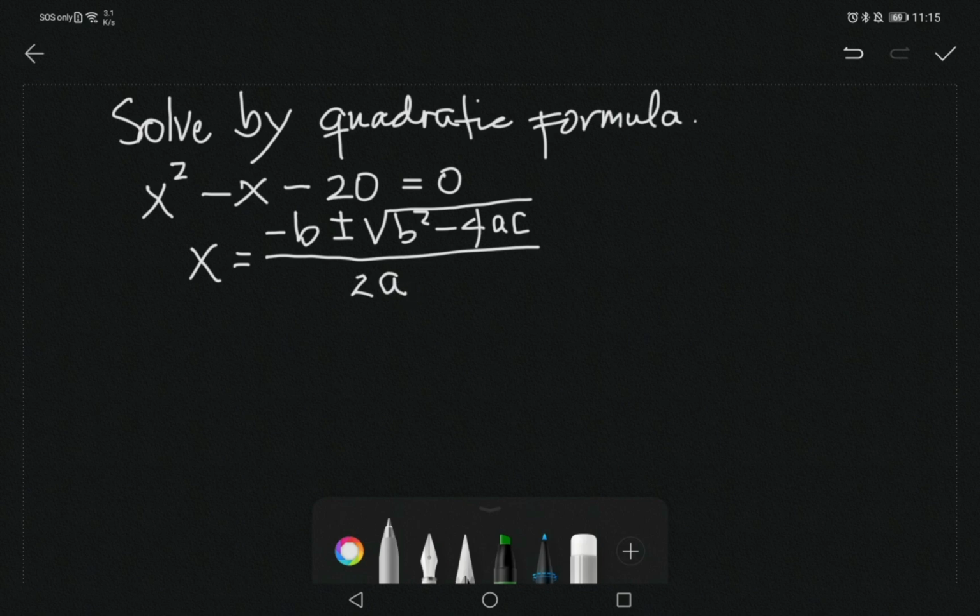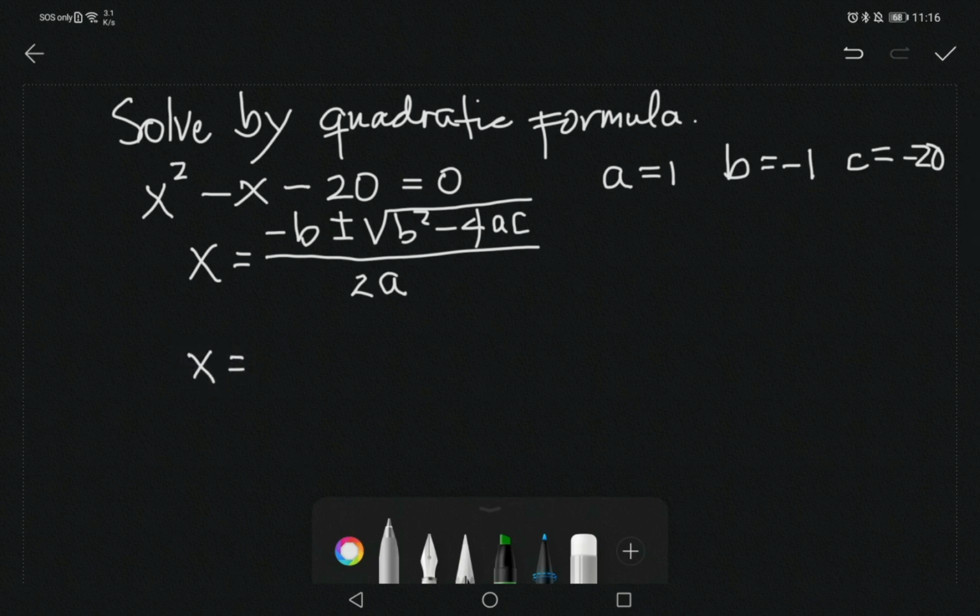So the value for a is 1 and the value for b is negative 1 and the value for c is negative 20. So we will plug in all the values of a, b, and c in the formula.